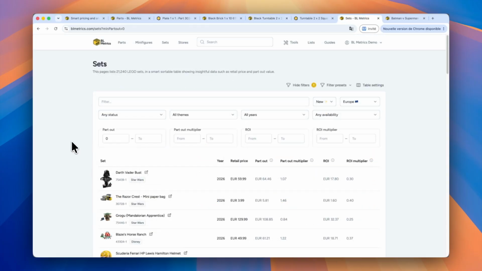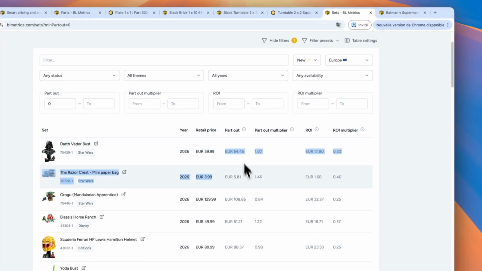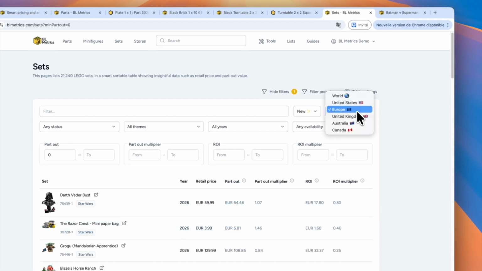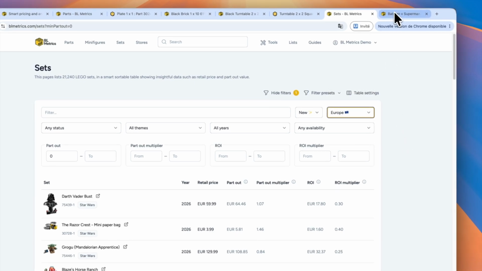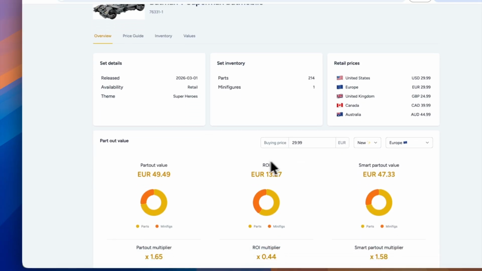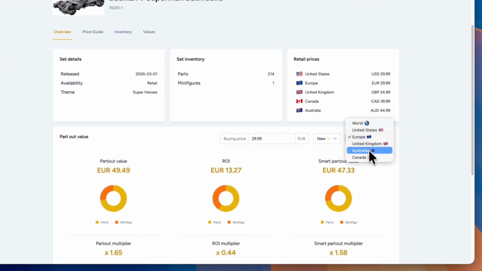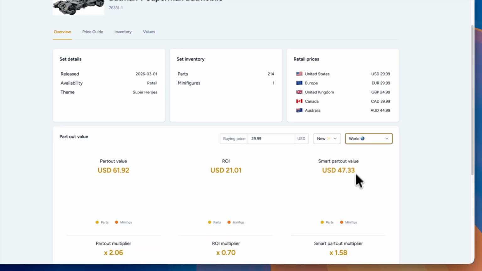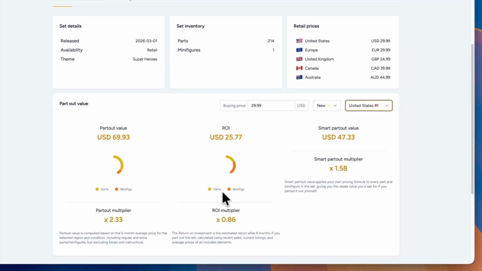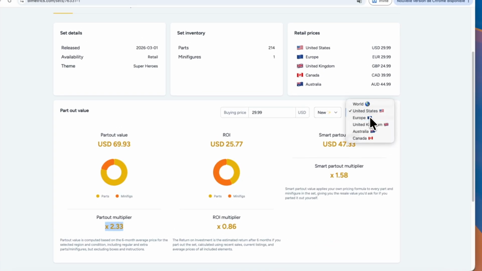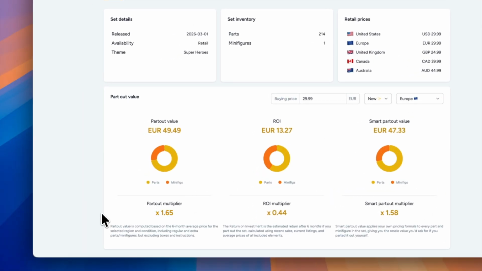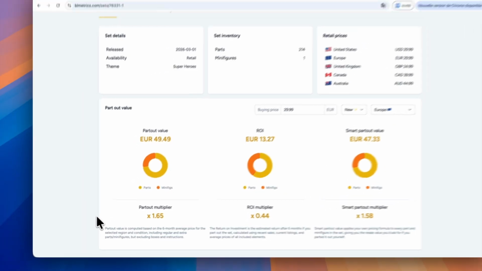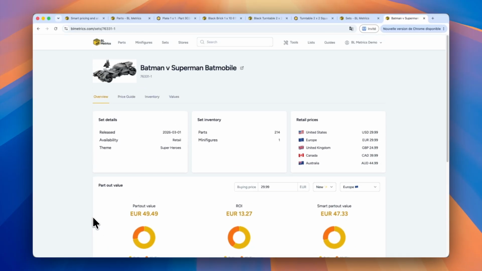This regional data flows through everything else in BL Metrics. Take this list of sets with their part out values. Because those values are built on your region's prices, you avoid overestimating a set because of inflated prices in another market, which matters a lot for newly released parts where prices are still volatile. The same goes for sourcing. Store arbitrage finds underpriced items based on your region's value and demand, not the global view. And smart pricing can react to your own market, because the pricing formula includes rules that reference your regional listings.